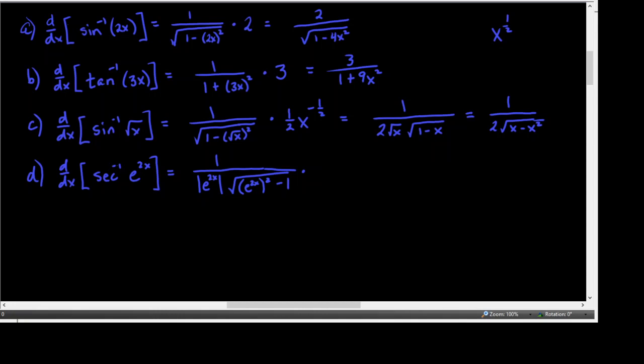The derivative of e to a power, coolest function ever, is that power of e times the derivative of the inside function. The derivative of the exponent 2x is 2. And so this is 2e to the 2x. The absolute value of e to the 2x, since e to the 2x is never negative, nor is it ever 0, the absolute value is superfluous, so I can take it away.